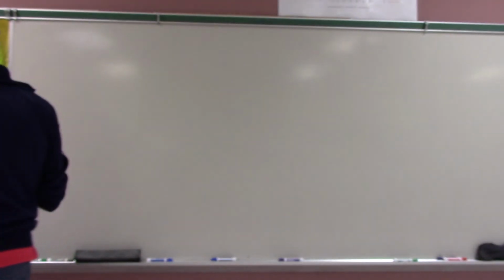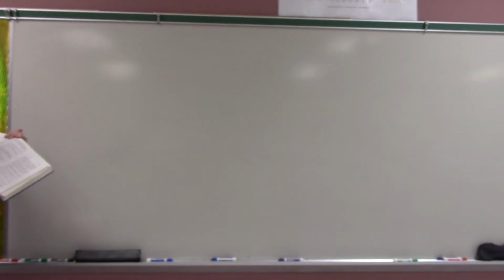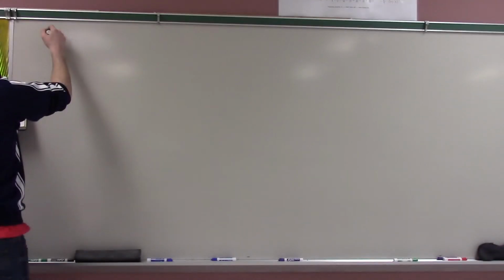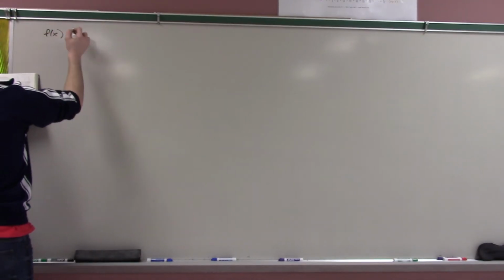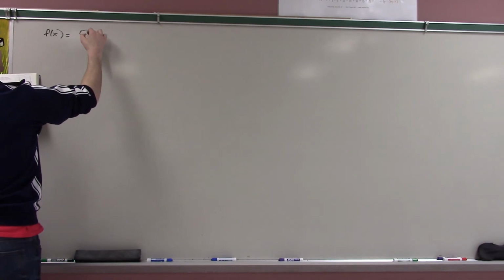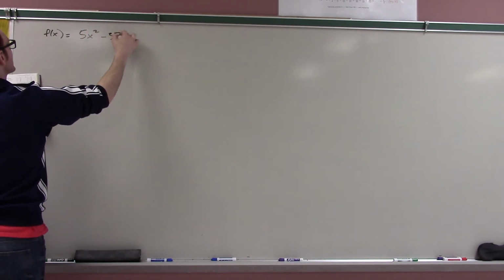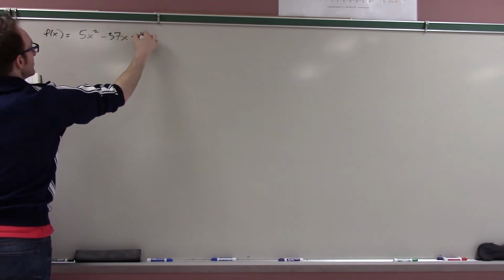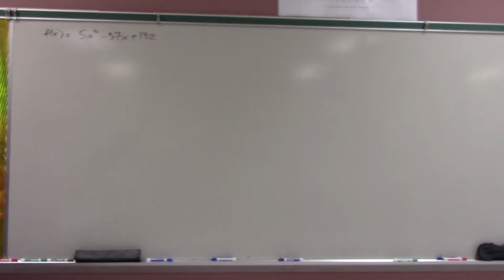So, suppose I give you a quadratic. We might have already talked about this before. Anyway, suppose I give you a quadratic. Yeah, let's just use what the book does. Why not? So, we take a function. The function is 5x squared minus 37x plus 132. Disgusting function.